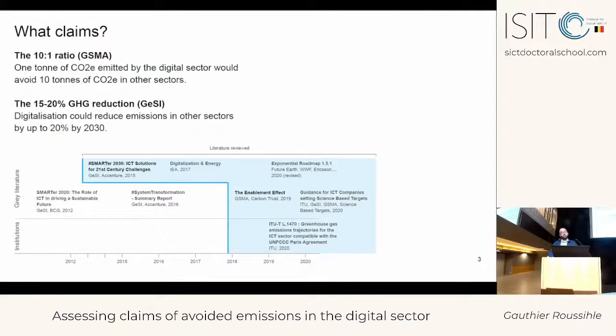So there are two claims. The first one from GSMA is saying that 1 ton or 1 gram, whatever you want, of CO2 equivalent emitted by the digital sector will avoid 10 tons or 10 grams in other sectors. That's a claim that retrieves a lot of press coverage. In France, for example, the CEO of Orange is using that claim very often in media to assure that the digital sector is actually helping the transition. The other one is a claim coming from the GeSI report saying that thanks to digitalization, the global emissions and the emissions in other sectors will be reduced by up to 20% by 2030. These are the two main claims that have been influencing the debate and the press coverage, and also the idea that digitization is actually pushing in the right direction when we think of climate change policies or transition policies.